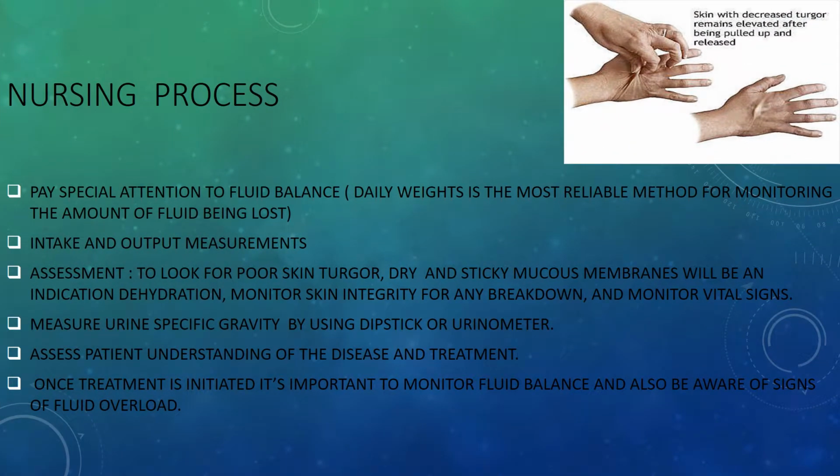For the nursing process, we want to pay attention to fluid balance. Usually that's by daily weight because it's reliable. We're going to do I&Os, and look for any possible dehydration symptoms and hypovolemic shock. We might measure urine specific gravity, assess the patient's understanding of the disease and treatment, and if treatment is initiated, we want to monitor fluid balance, but also be aware of any signs of fluid overload.